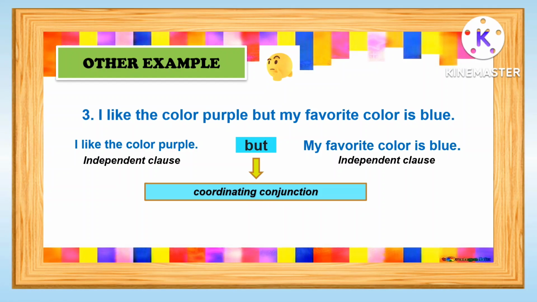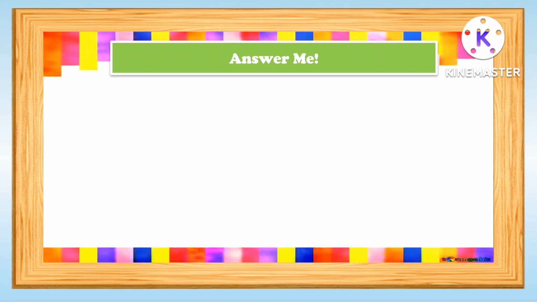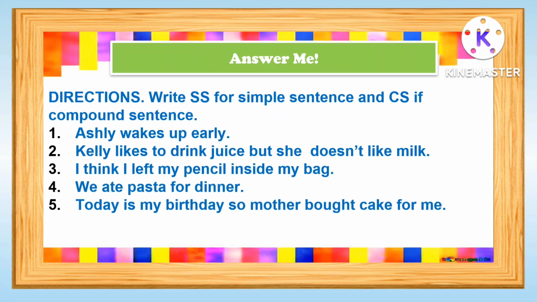Alright, kids? Now, are you ready for an activity? Let's do this. Let's pull up the next slide. Directions. Write SS for simple sentence and CS if compound sentence. Number 1. Ashley wakes up early. The correct answer is well done, kids. Simple sentence or SS. Number 2. Kelly likes to drink juice, but she doesn't like milk. The correct answer is very good. CS, our compound sentence.